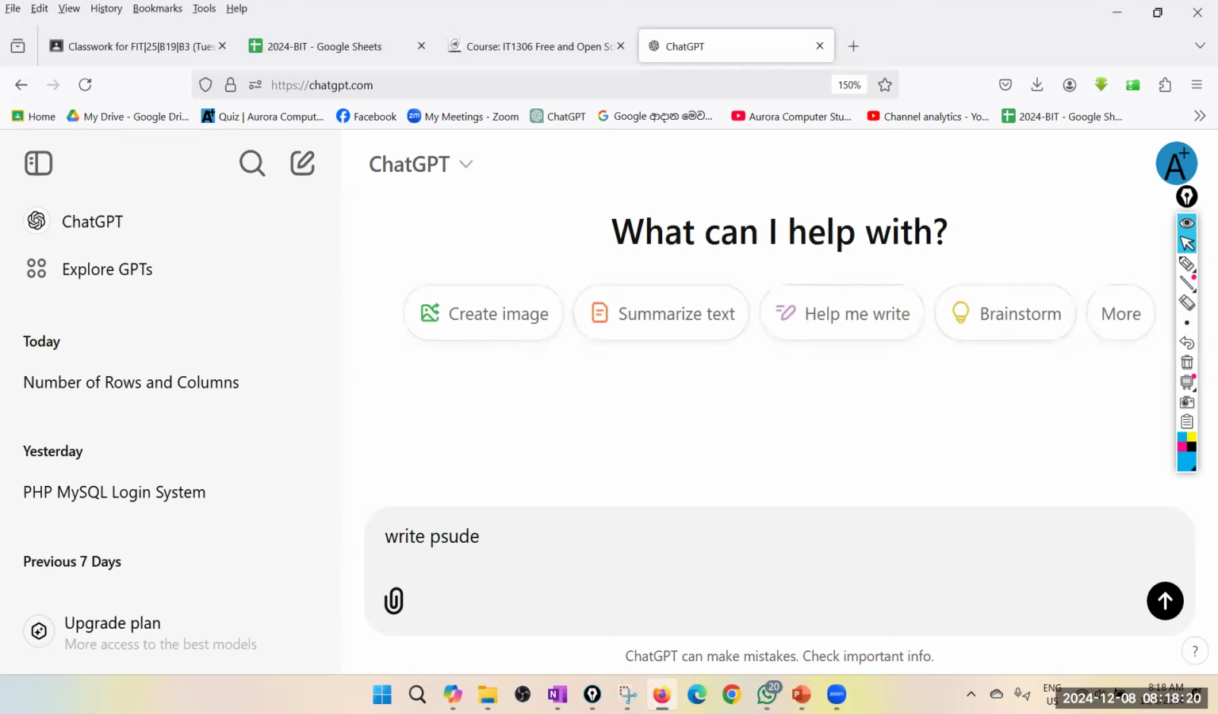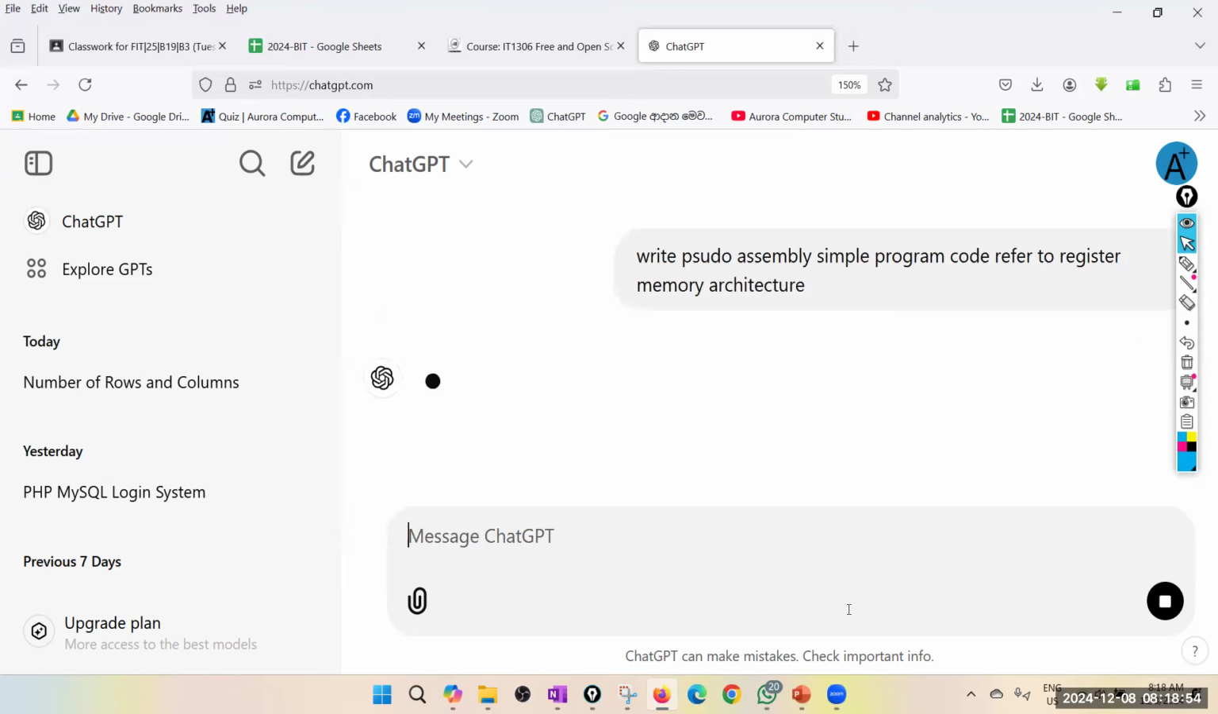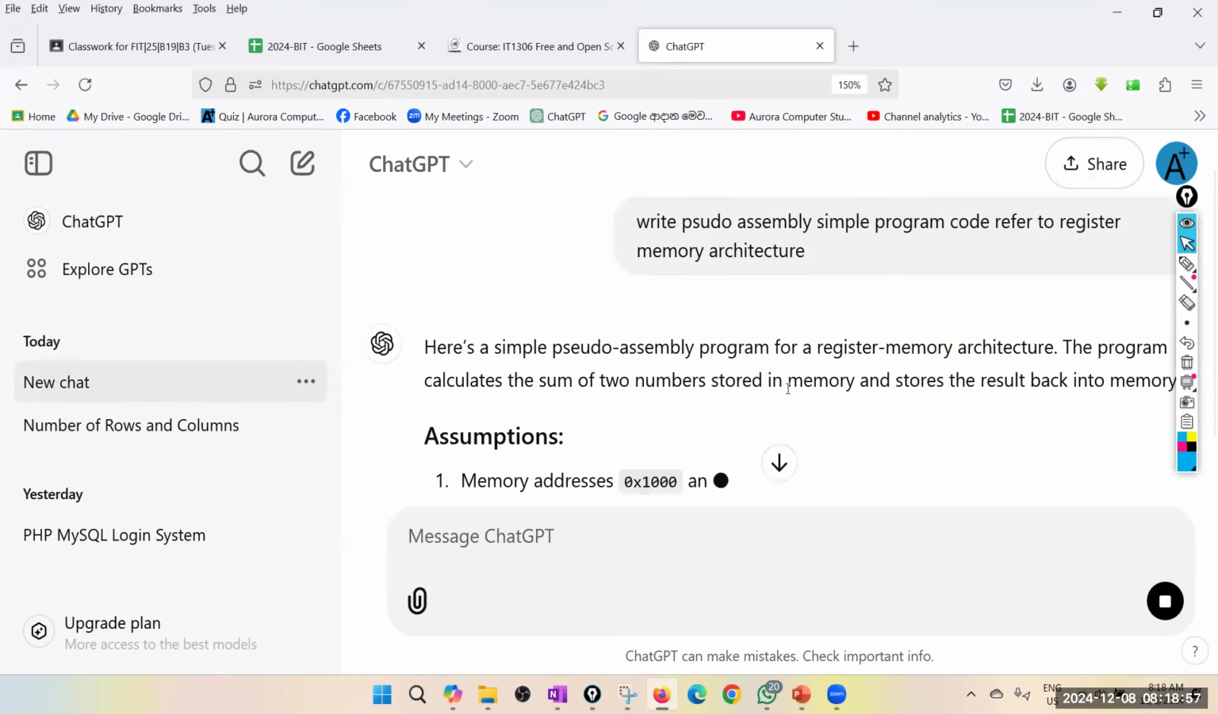Pseudo assembly code, referring to register memory architecture. Or maybe you can say simple code, simple program. Of course, ChatGPT is also still being developed, but let's see.